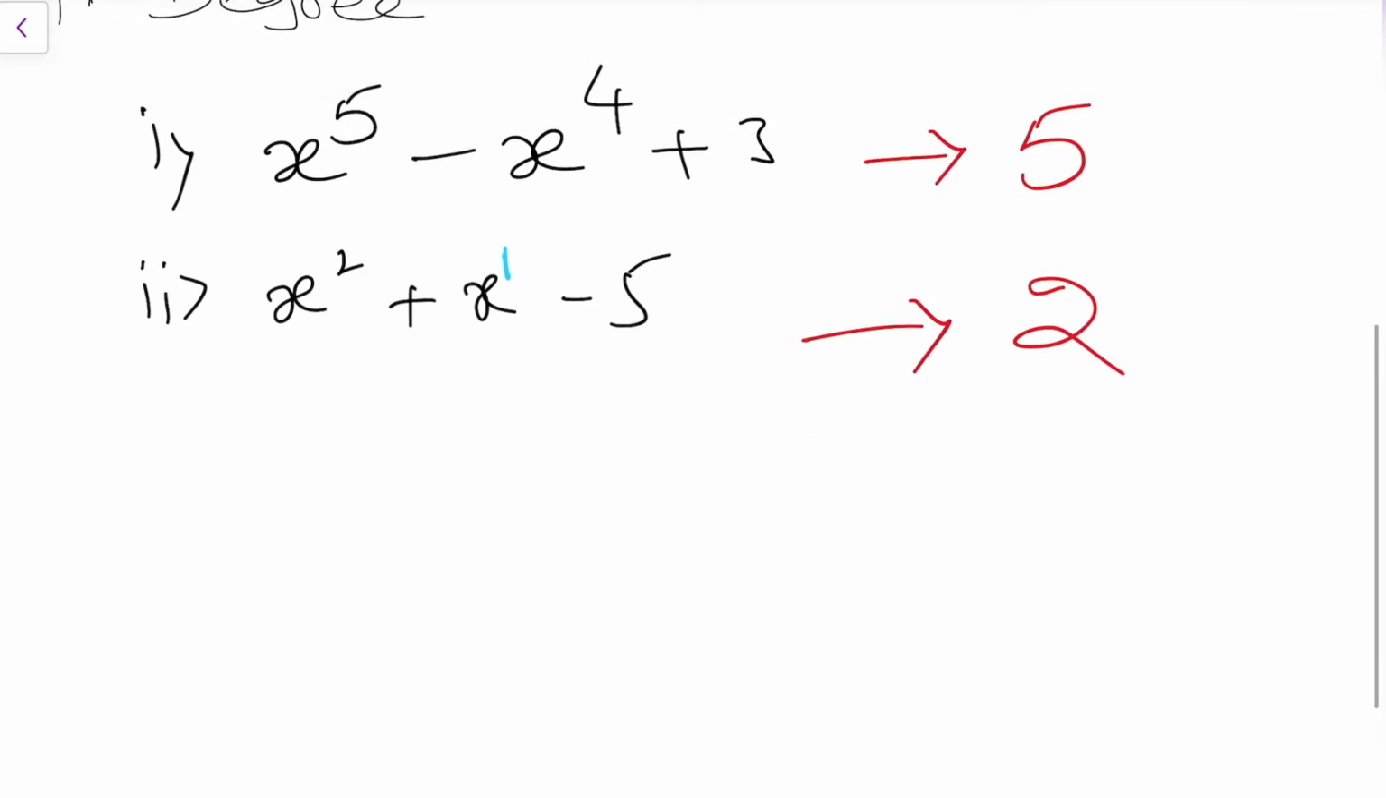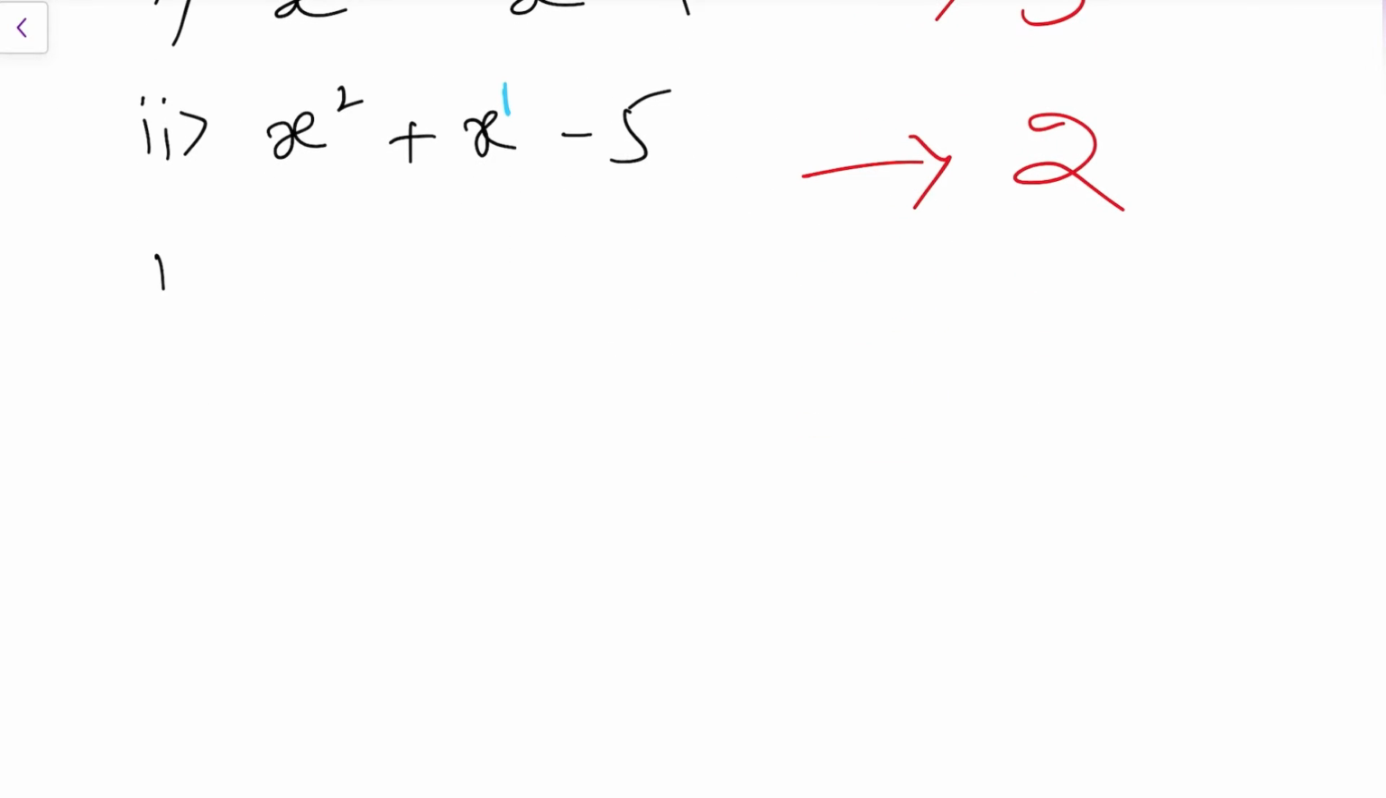Next, question number 3. 5. For a constant, always the degree is 0. Degree of the constant is 0.